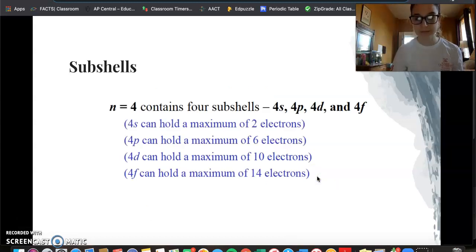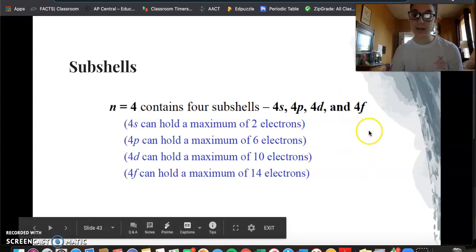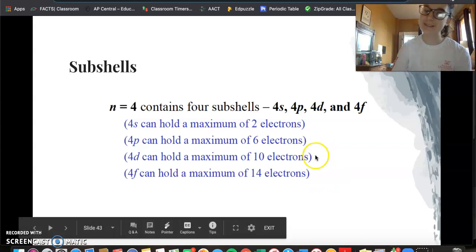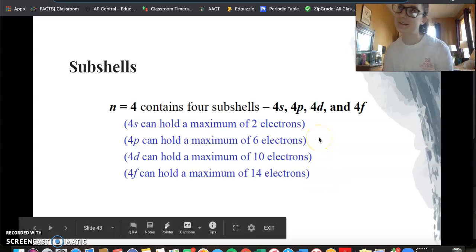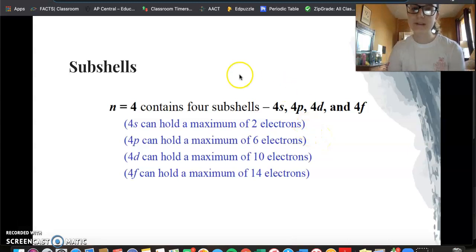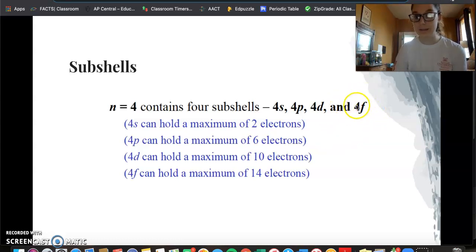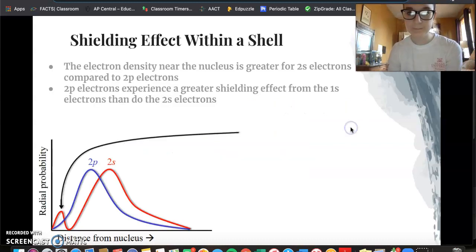If we go to the fourth energy level, we add on 4f. f can hold 14 electrons. So max we have 14 plus 10 is 24, plus 6 is 30, plus 2 is 32. So n equals 4 can hold up to 32 electrons. Now we don't often get a problem where you have to write the electron configuration for something that contains an f orbital, but it's still something that you should definitely know how to do. It is fair game. So it could happen, but it doesn't happen often.